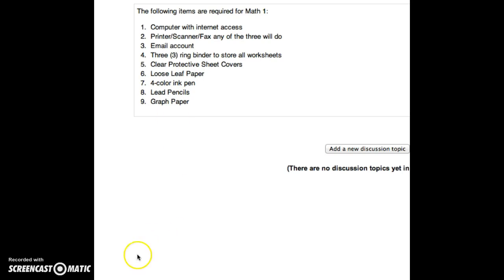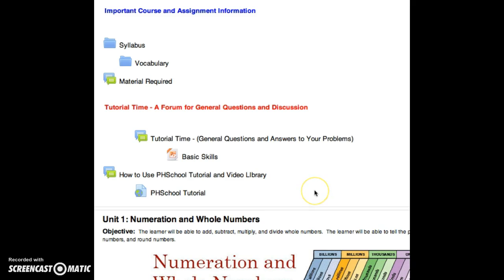As we return back to the main page, as the student proceeds through the course, he or she will notice that there is a forum also for students to post any difficult problems they come across and need help with. Notice they must also include their work showing they have tried this problem, so the instructor can see where they've made their mistake. There's also a PowerPoint on basic skills.